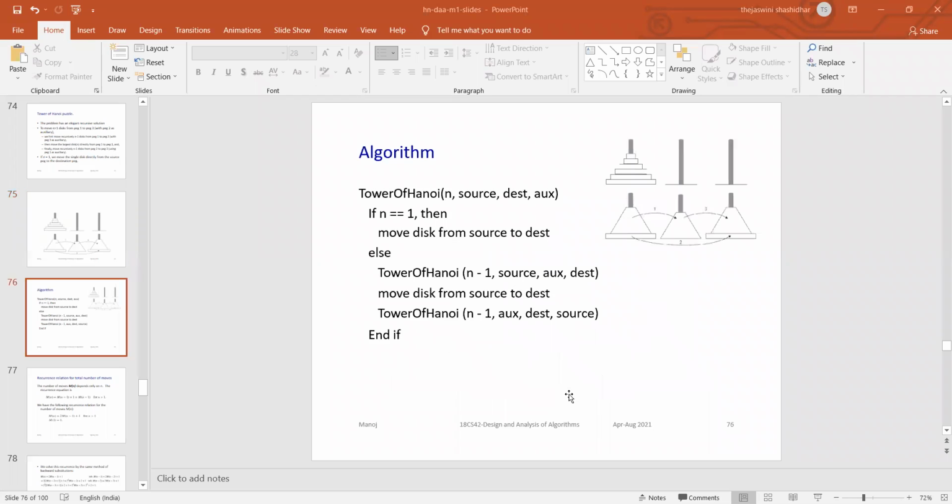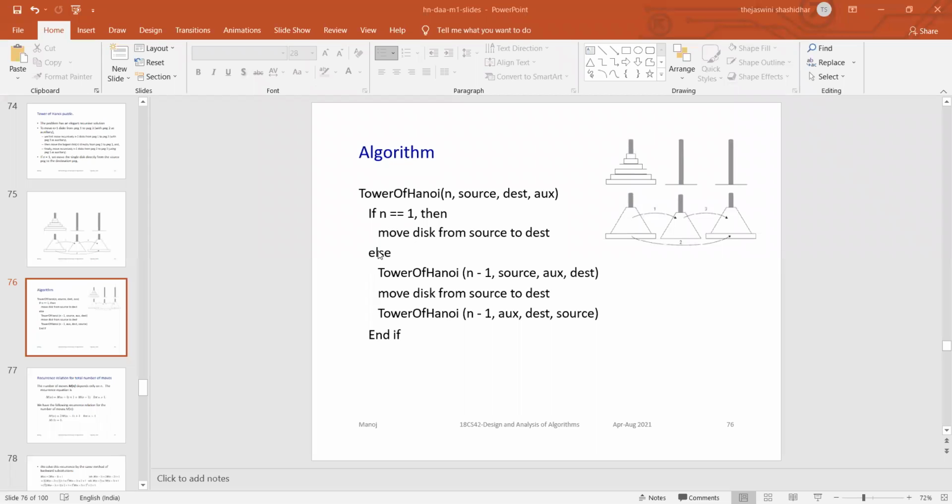Okay. So come for the relation of Tower of Hanoi. If n equals 1, that means you are having only one disk. So move the disk from source to destination. If it is only one disk, from where to where are you moving? You are moving from source to destination. Else, if n is not equal to 1, you are having more disks.